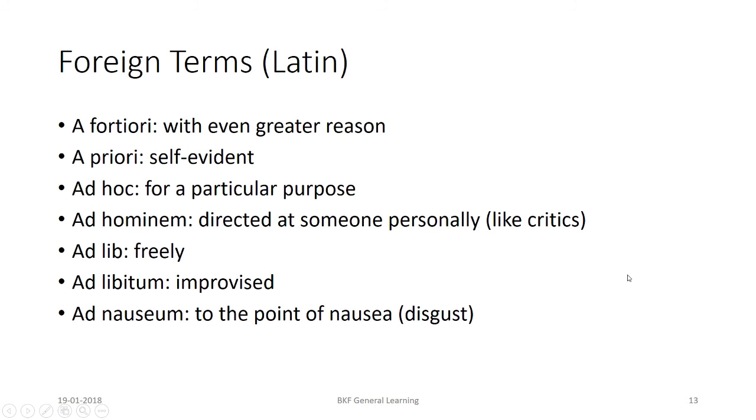Okay, some Latin based foreign terms. First is a fortiori, it means with even greater reason. Second is a priori, it means self-evident. Third is ad hoc, it means for a particular purpose. Next is ad hominem, directed at someone personally, like critics.